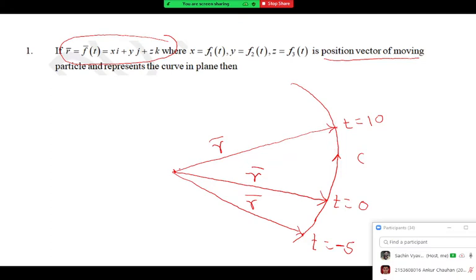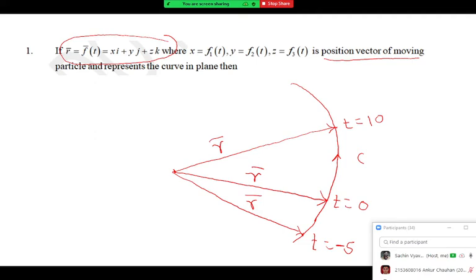So all these arrows of r bar, which point outward from the origin, are known as position vectors. They decide the position of a particle at any instant t. Different values of t give a different position of the particle, because the particle is moving on that curve with respect to the parameter t. Got it? That is the position vector, also known as the displacement vector of a moving particle.